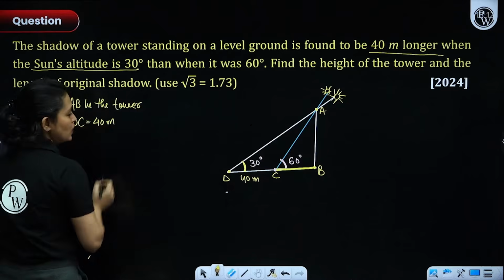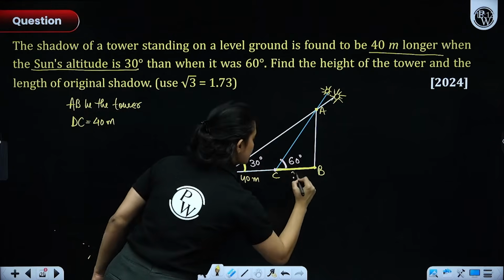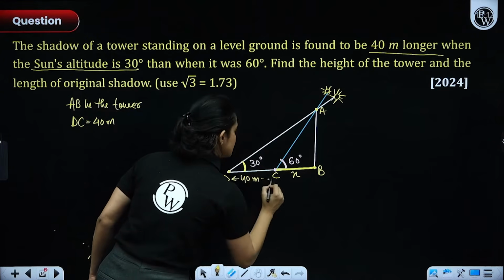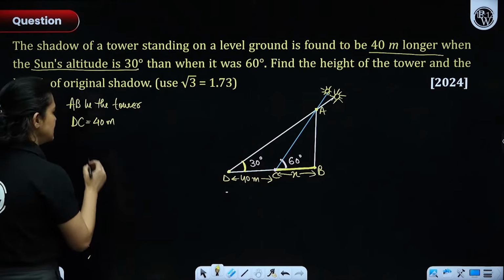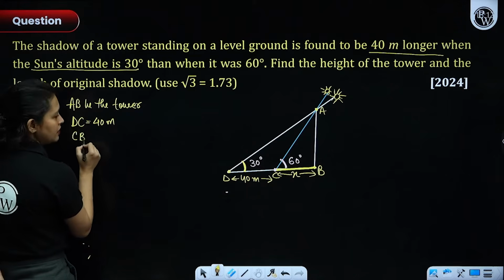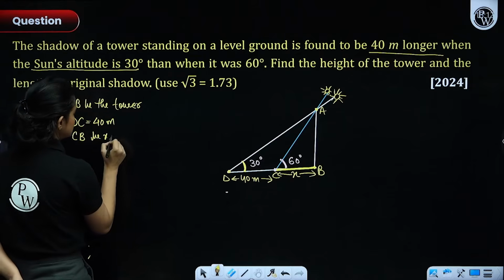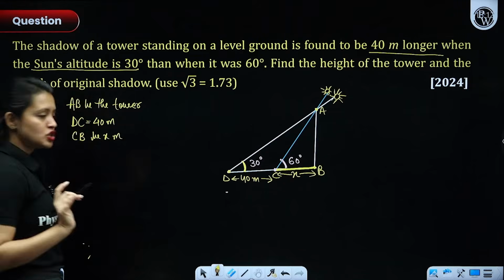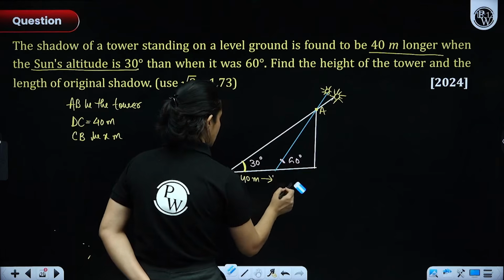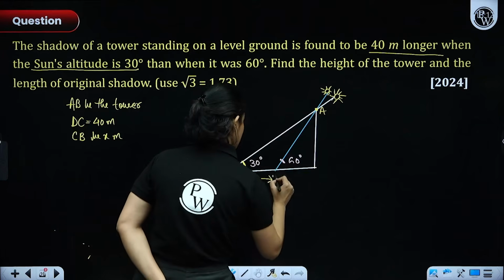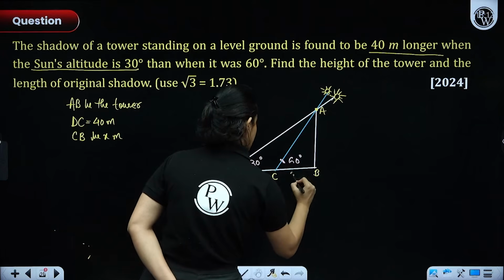Now what I'll do is take CB to be X. This is just for me, because I want to make my calculation easy. So CB is X meters. Okay, understood, everyone. Now let me just erase this because it is very messy. Okay, CB is X meters. This is better.